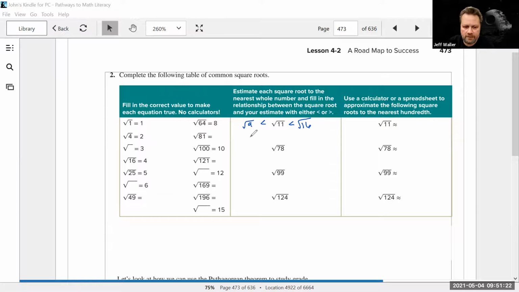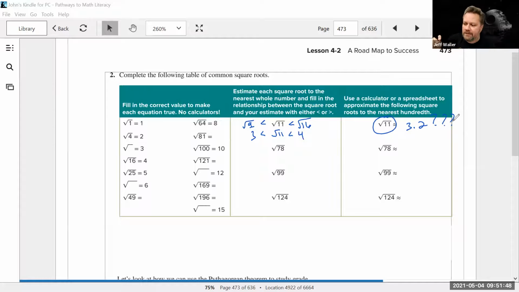What is the square root of 9? 3. And what's the square root of 16? 4. So then you can guess what the square root of 11 is. It's between 3 and 4, right? So you can just kind of guess. It seems to be a little closer to 9 than 16, so you might guess something like 3.2. Does that make sense to anybody? Yeah, you totally can estimate what the square root is.